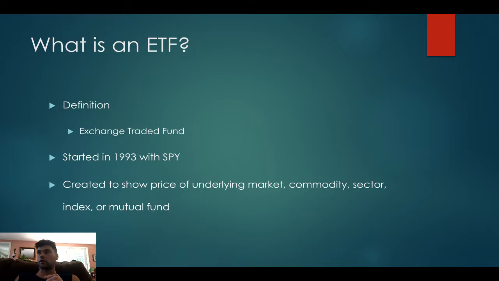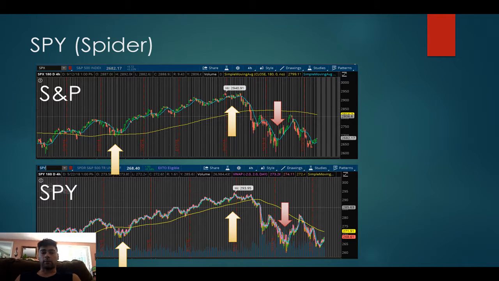And they have these for commodities. They have them for industries, indexes. So you'll see ETFs for the NASDAQ, silver, the biotech industry, all these different things. So let's get right into exactly how they work.